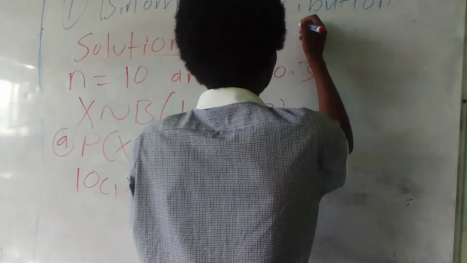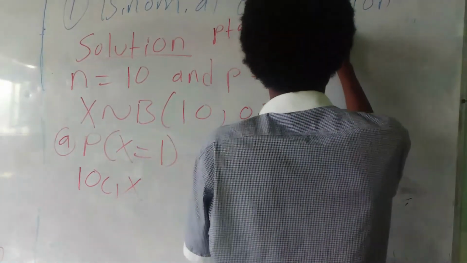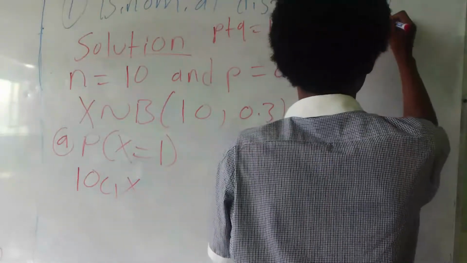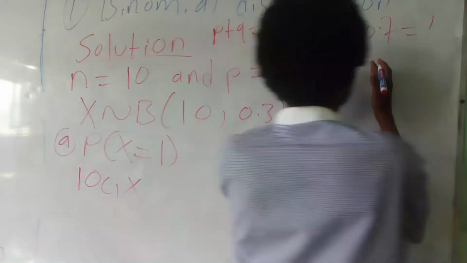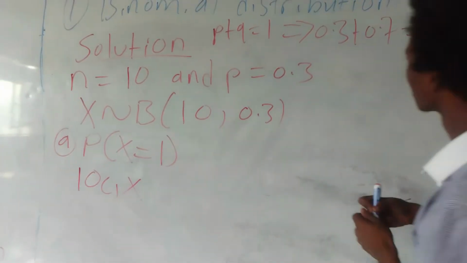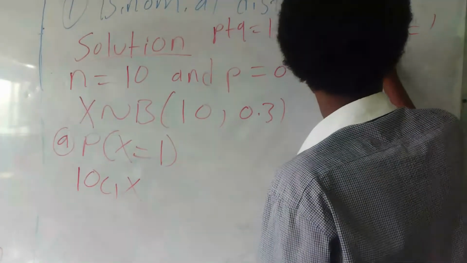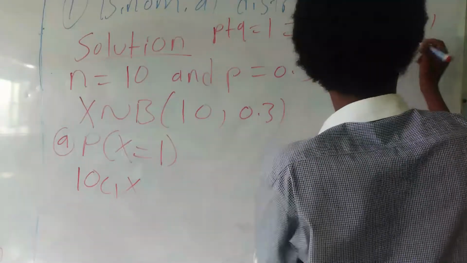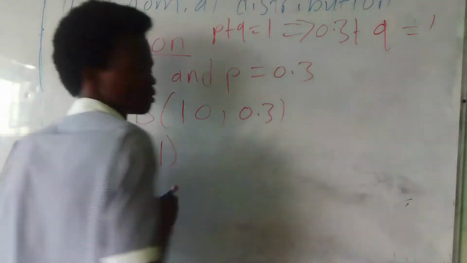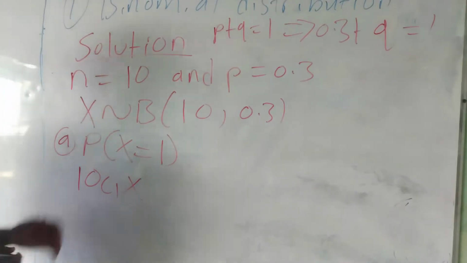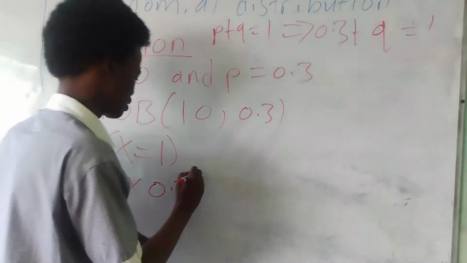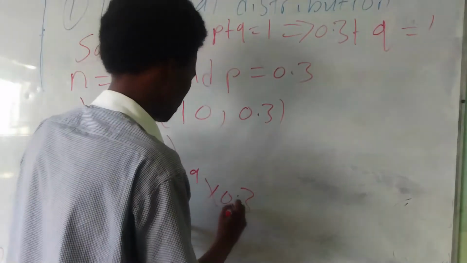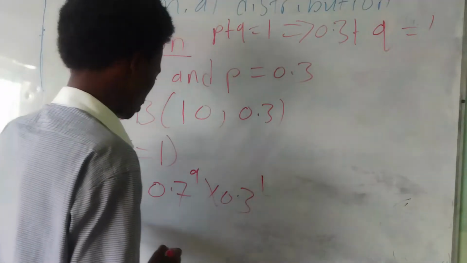So in this case, p is 0.3 plus 0.7 is equal to 1. So if we want to find, since we have 0.3 inside the formula, the complement is 0.7, which is our q, 0.7 to the power of n minus x, which is 9, times 0.3 to the power of x.